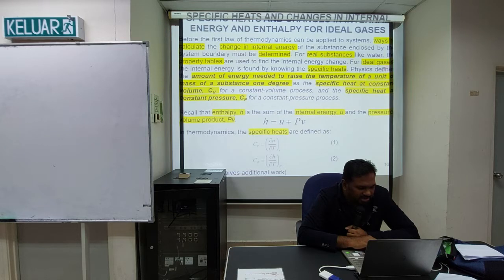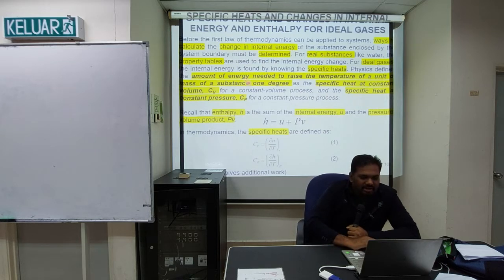Physics defines the amount of energy needed to raise the temperature of a unit mass of a substance by 1 degree as the specific heat: at constant volume, CV, for a constant volume process, and at constant pressure, CP, for a constant pressure process. So it's actually saying that specific heat is the amount of energy needed to raise 1 unit of temperature.